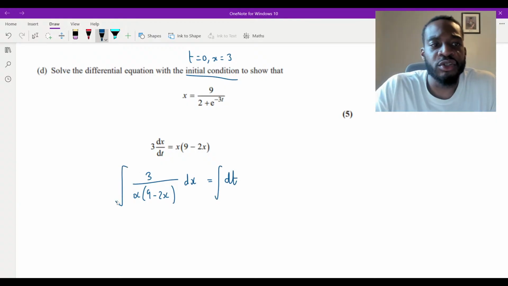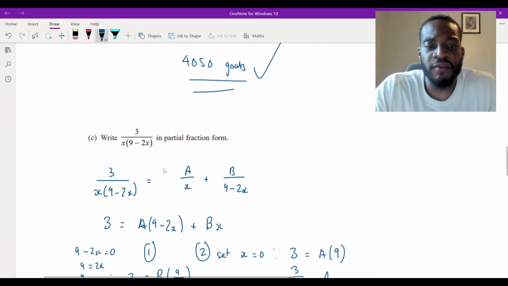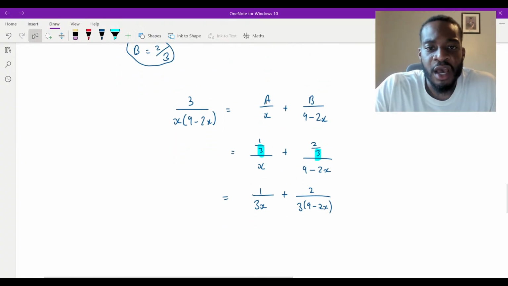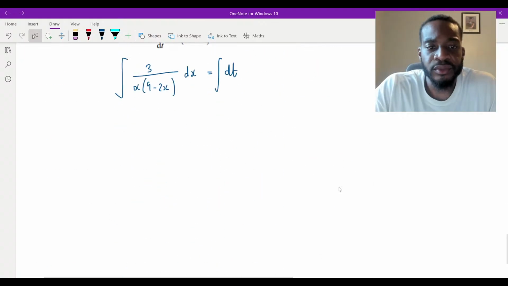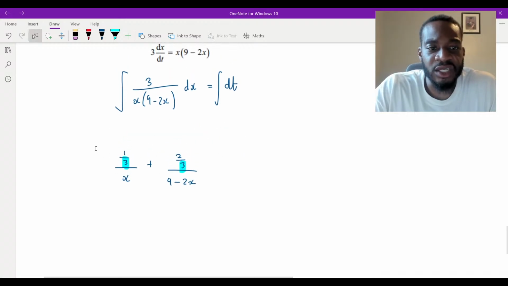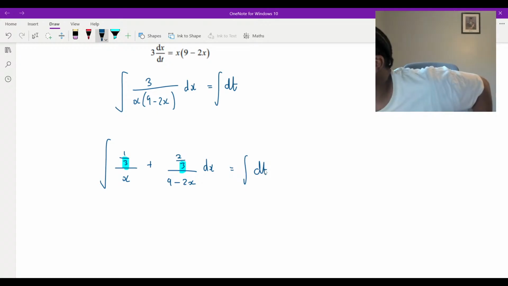Now, the reason why I'm doing it like this is because in part C, they asked us to express this in partial fraction form, and that's obviously for a reason, so we can integrate it, yeah? So this was the partial fraction form. And what I'm going to do, I'm going to use this one, right? And you'll see why in a second. I know that that is equal to that. These are the exact same thing. So I'm going to put integral signs like this, and then that will equal dt. Is everybody happy with that though? Yeah?